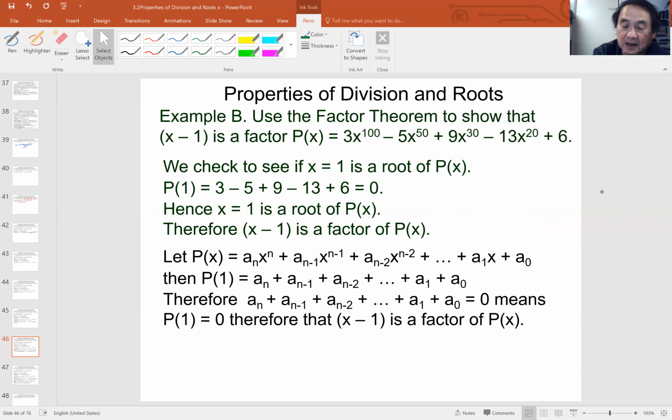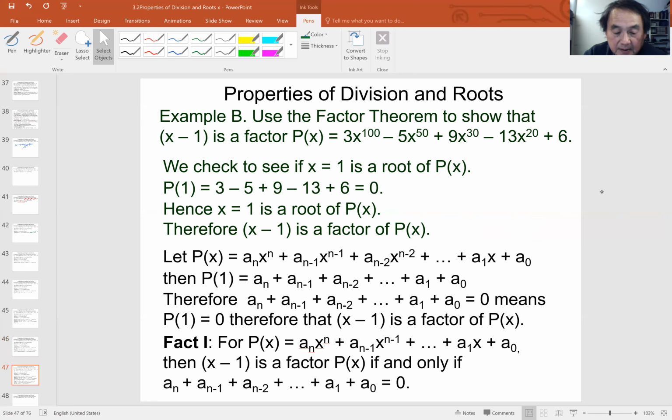So what does it mean that x minus 1 is a factor? If I want to factor p of x, I can divide by x minus 1, and I get a simpler quotient, so I can concentrate on factoring the smaller quotient. Okay, and that's the idea.